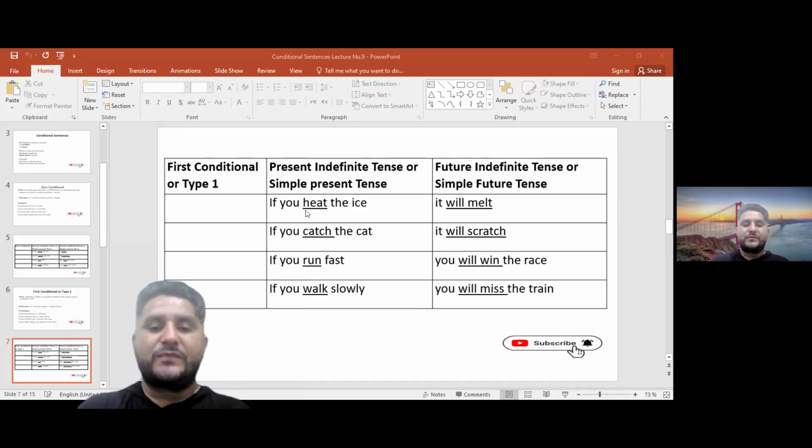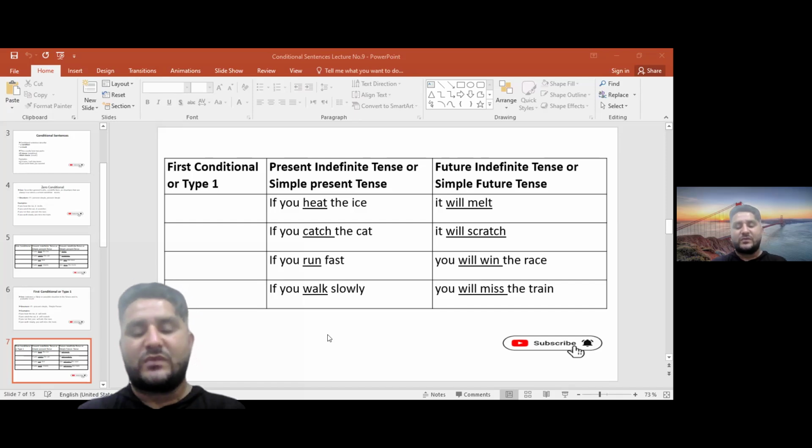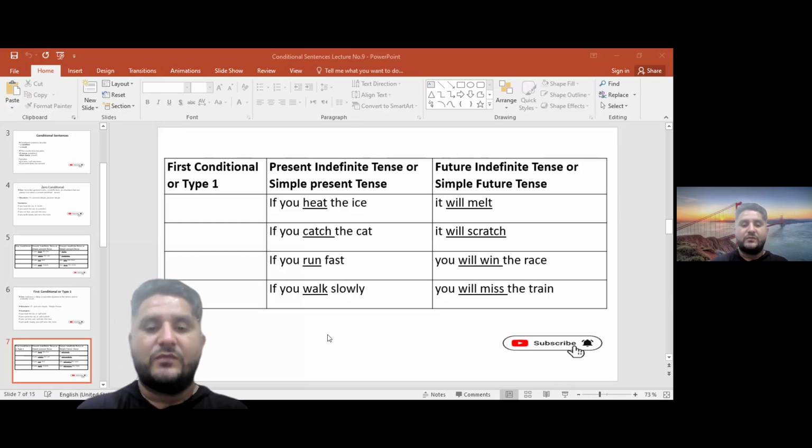In the if clause, look at the conjugation of the verbs: heat, catch, run, walk. These first forms of the verb indicate the tense is simple present or present indefinite. We can also call it the base verb, V1, the first form of the verb, or present indefinite tense. In the main clause: will melt, will scratch, will win, will miss. So will plus the first form of the verb refers to the simple future or future indefinite tense.